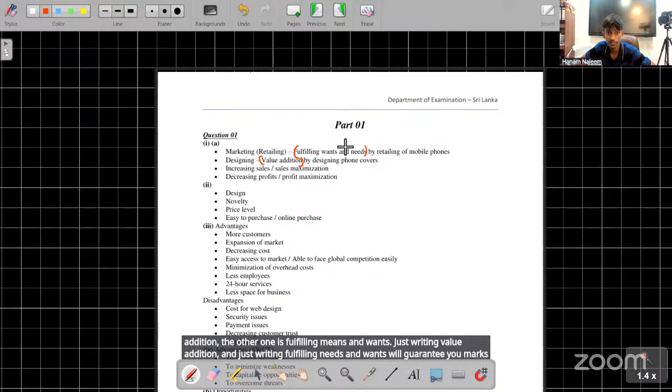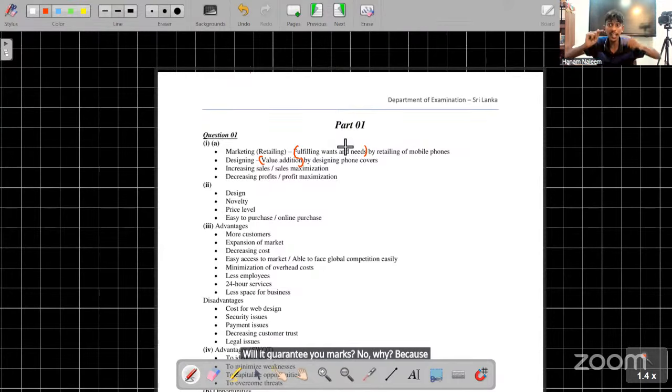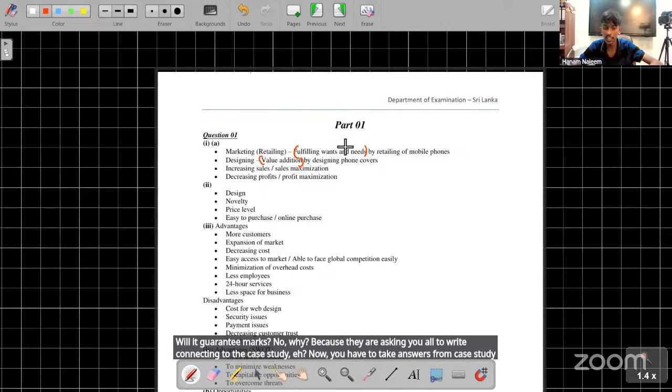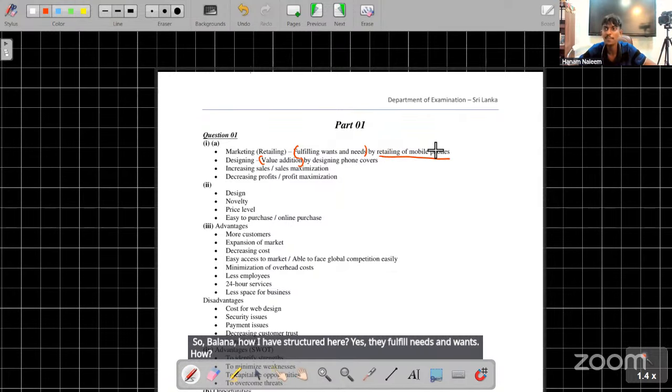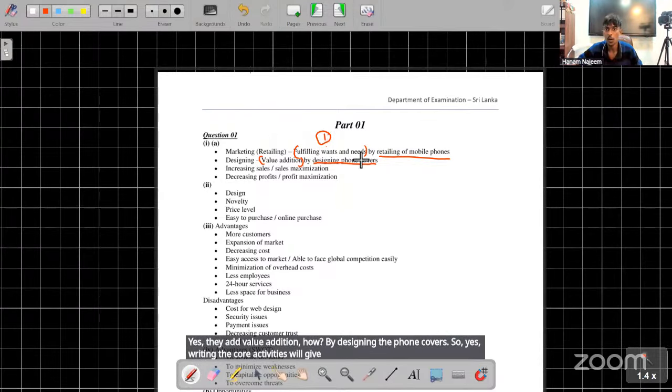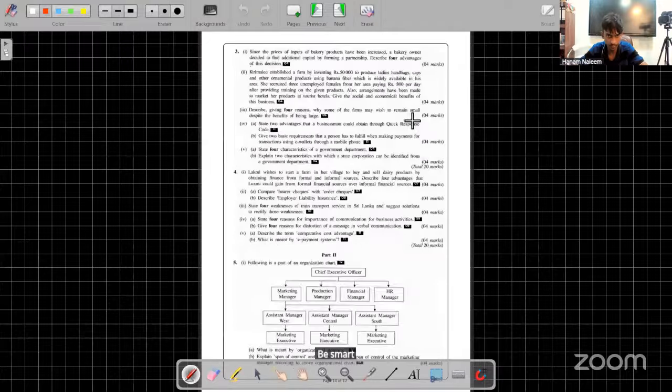Why do I say so? Will it guarantee you marks? No. Because they are asking you to write connecting to the case study, so now you have to take answers from the case study. So how have I structured it here? Yes, they fulfill needs and wants. How? By selling mobile phones. Yes, they add value. How? By designing the phone covers. So writing the core activities will give you 1 mark only. Only if you write the example from the case study can you get the other 1 mark. Be smart. Okay. Next question.